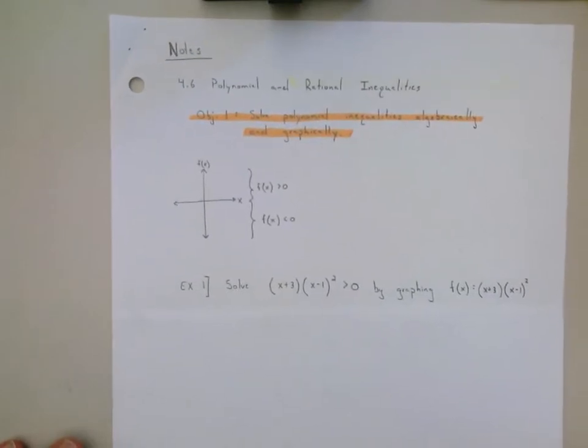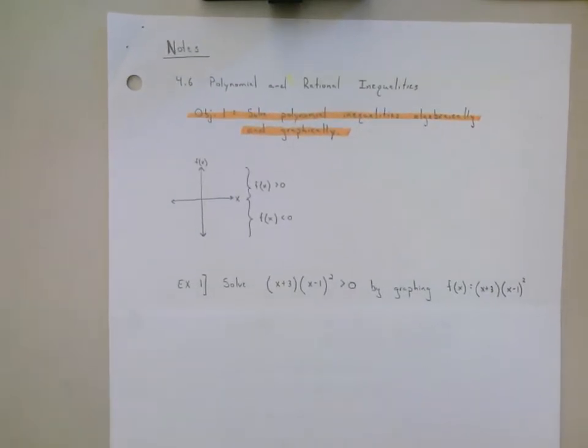The quantity x plus 3 times the quantity x minus 1 squared is greater than 0, by graphing this function. In order to graph the function, things to consider from prior knowledge: end behavior. We can see that the leading coefficient of this function is positive, so as x approaches infinity, f of x must also approach infinity.